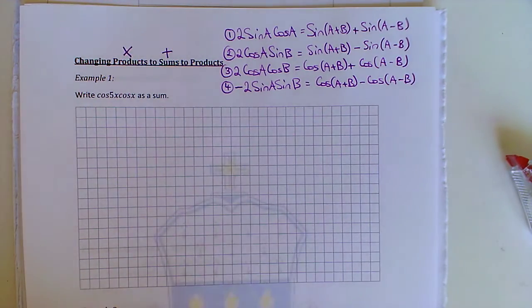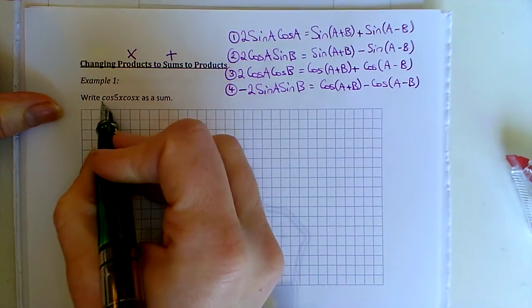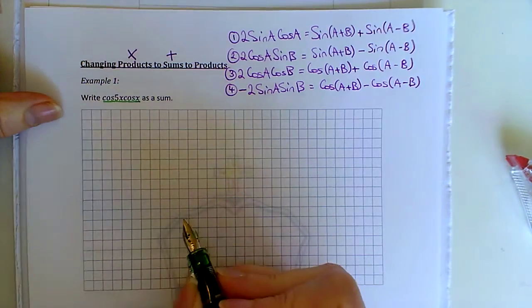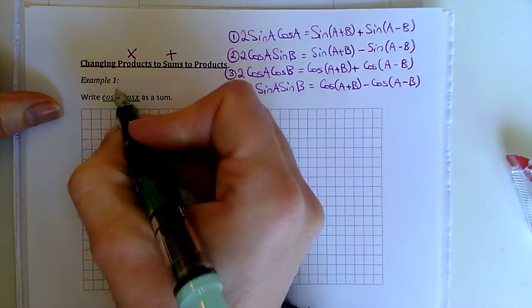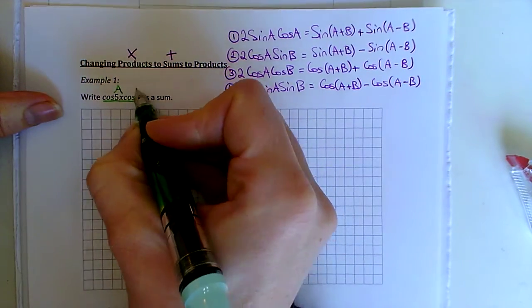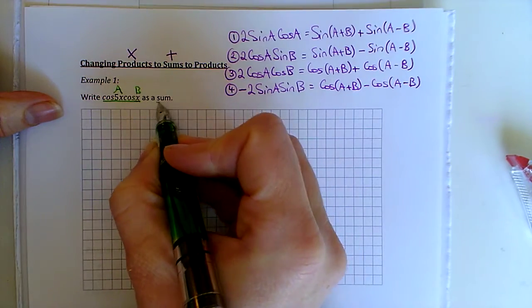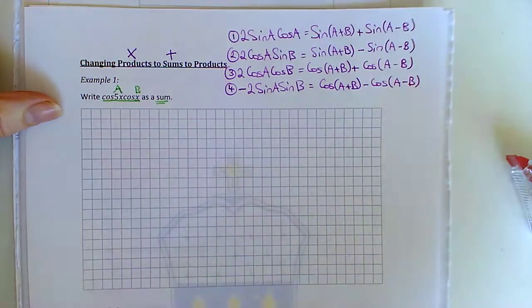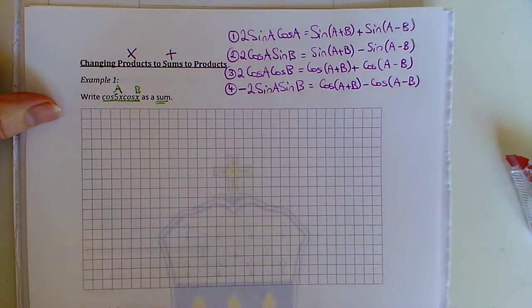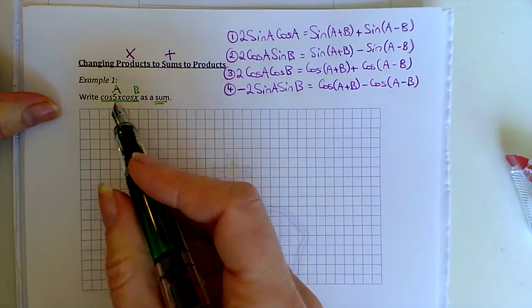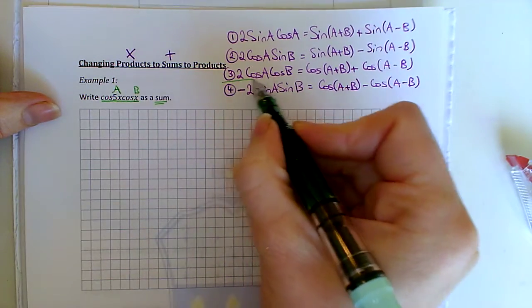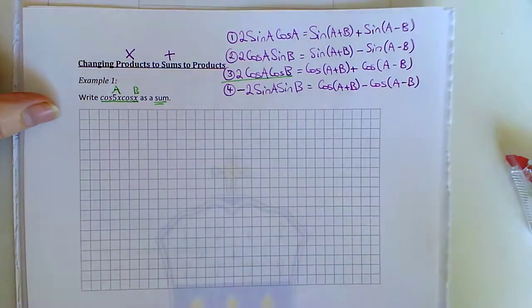Which one do you use? Well, it depends on what the question says. So if I look at my question here, I need to write cos of 5x by cos of x. That's my A and that's my B as a sum. So I want a plus or minus in my answer. So plus or minus are both called sums because minus and minus gives you a plus. So which one am I going to use? Formula 3, because it's the one with two cosines in it.